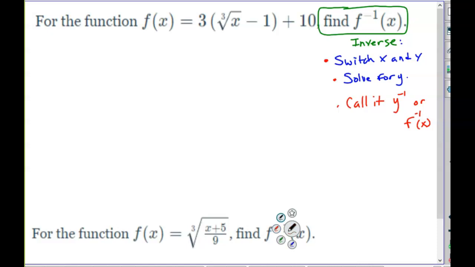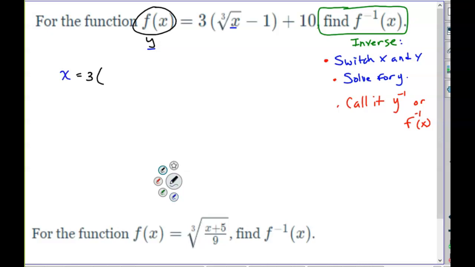So, first thing I do, remember that's the same as y. F of x is y. It's the output. So what we're going to do is we're just going to switch those. We're going to switch the spot of the y and the x. So now I'm going to write x is equal to 3 times the cube root of y minus 1 plus 10. Just literally switch the position of x and y.